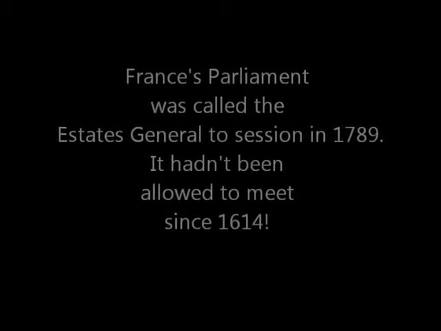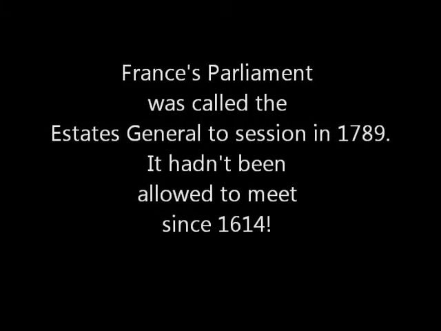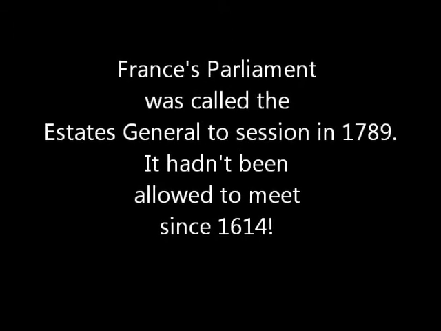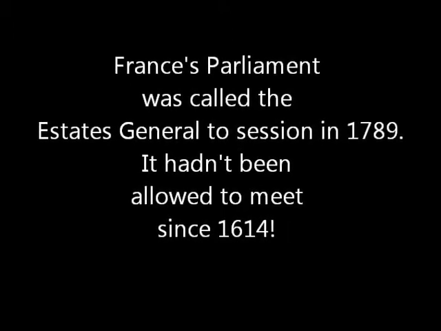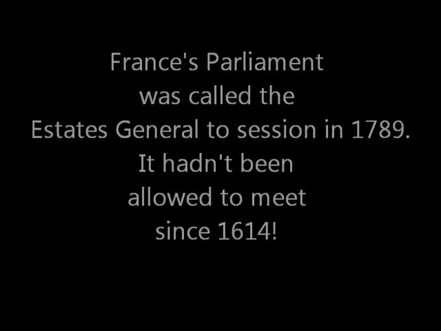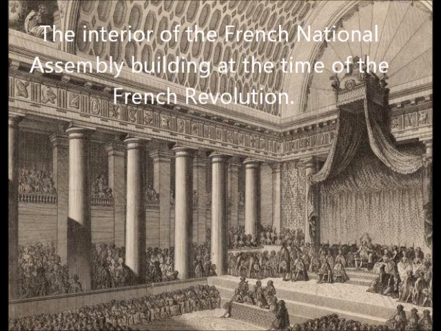Okay, the first stage of the revolution, write down the National Assembly. Great. So, once it seemed clear that people wanted to revolt, Louis XVI, their king, decided to allow France's parliament to convene, or to meet. The French parliament was called the Estates General, remember? And they hadn't met since the early 1600s. So when Louis XVI called them into session, this was a big deal.